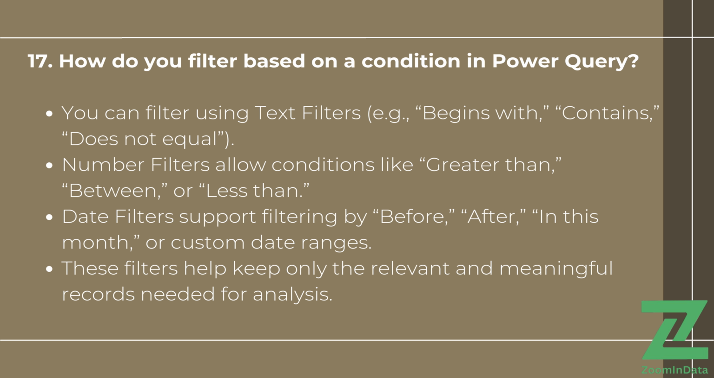17th question. How do you filter based on a condition in Power Query? You can filter using text filters: begins with, contains, does not equal. Number filters allow conditions like greater than, between, or less than. Date filters support filtering by before, after, in this month, or custom date ranges. These filters help keep only the relevant and meaningful records needed for analysis.